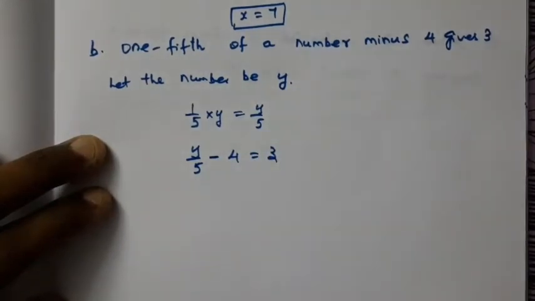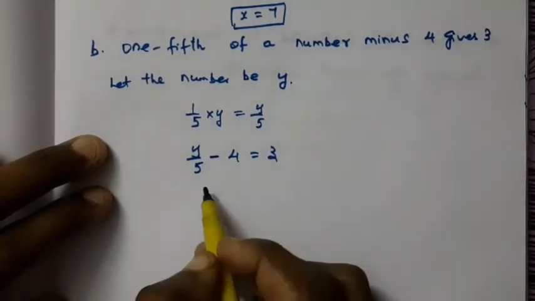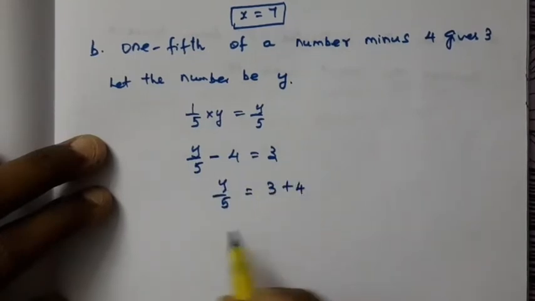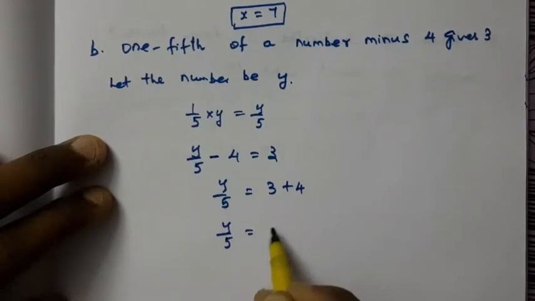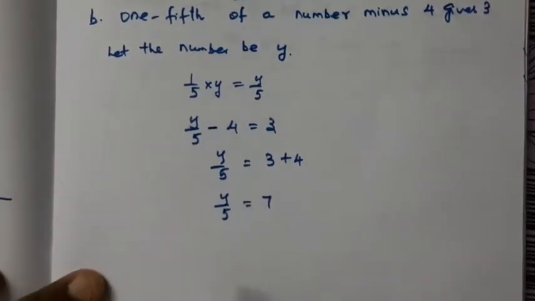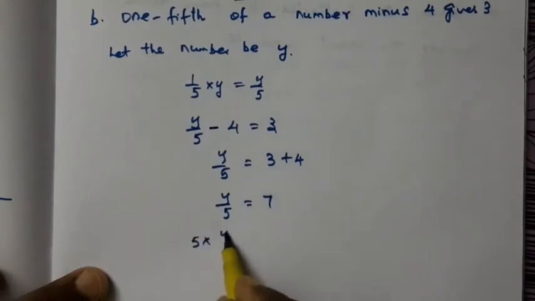Now I have to find the value of y. So y by 5 equal to 3 plus 4. So y by 5 equal to 7. Now I will multiply 5 on both sides. 5 multiplied by y by 5 equal to 7 multiplied by 5. This 5 will get cancelled, y equal to 35.